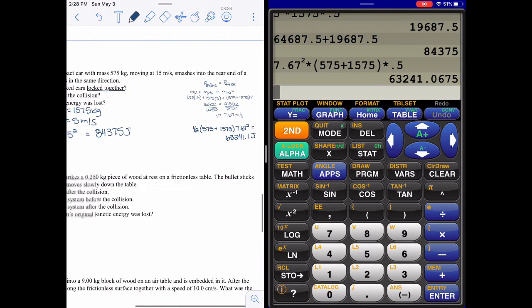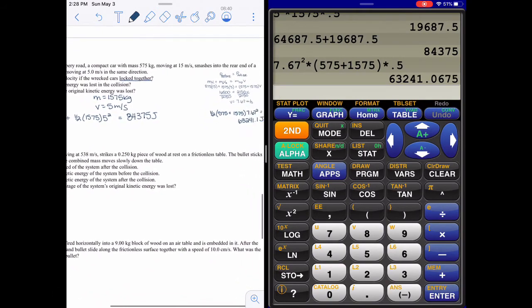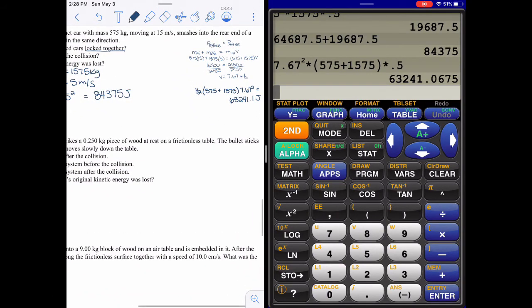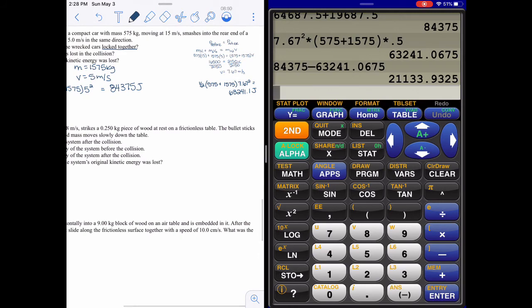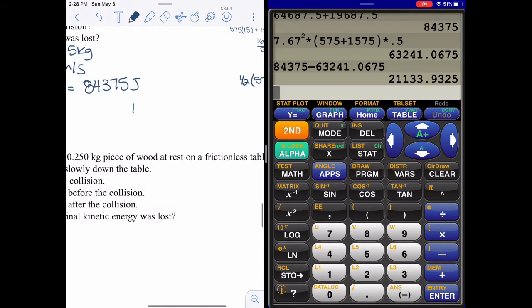And to find the amount that was lost, I need to find the difference between those. So I'm going to subtract. Just going to do that in my calculator. So the kinetic energy lost is 21,133.9 joules.